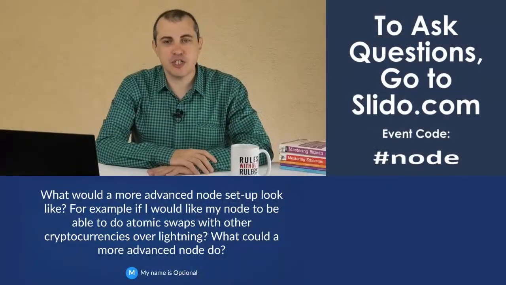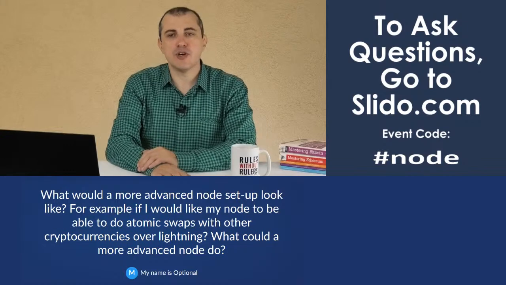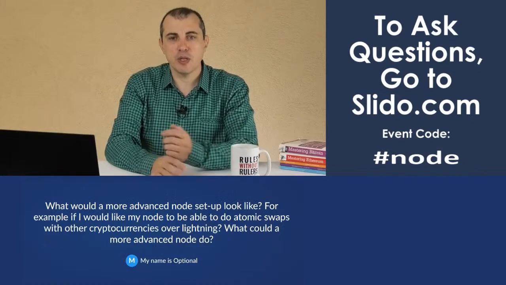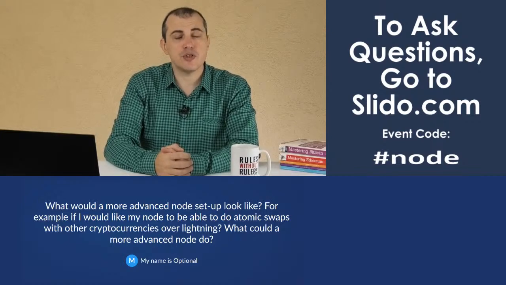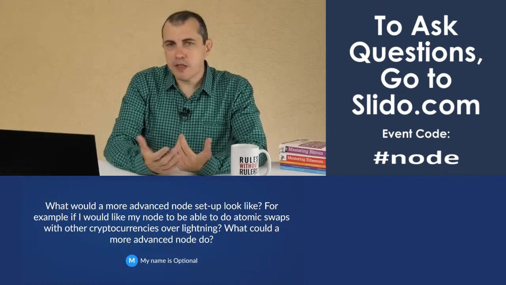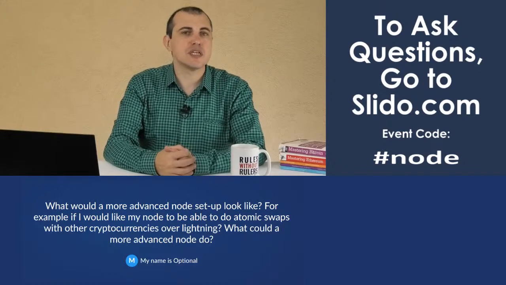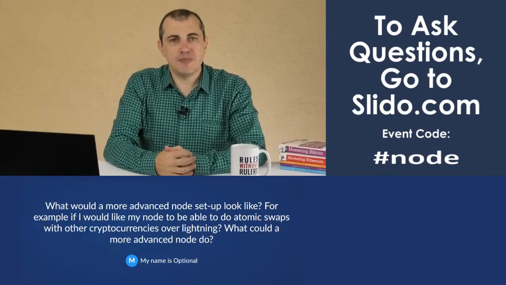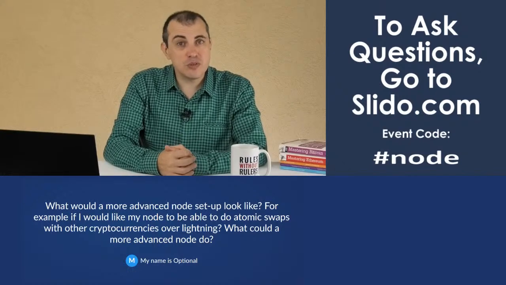Let's go to the next question. My name is optional asks, what would a more advanced node setup look like? For example, if I would like my node to be able to do atomic swaps with other cryptocurrencies over Lightning, what could a more advanced node do? You know, optional, there's really nothing a node does that is more advanced than another node. As they say, it's not about the node, it's about how you use it, my friend.